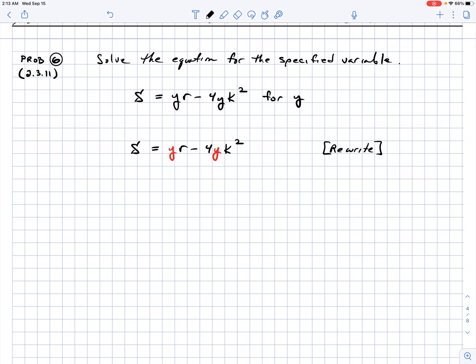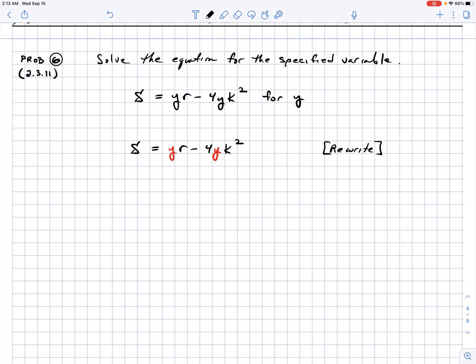And now we have to look at this other problem where we have to factor first. And the reason I know that it has to do with factoring is because I see the same variable in multiple terms. So this is problem 6, and we're going to solve the equation for the specified variable. And the equation is s equals yr minus 4yk squared. And we have to solve for y.